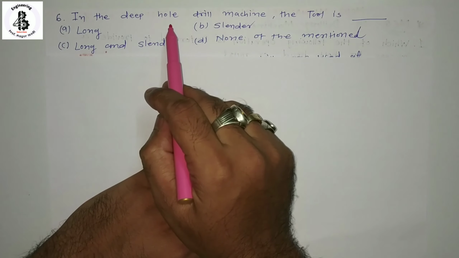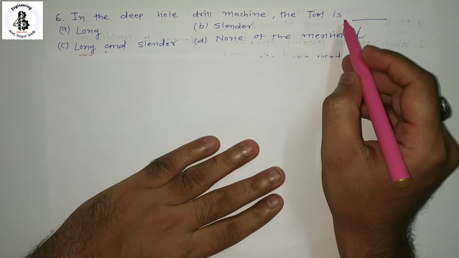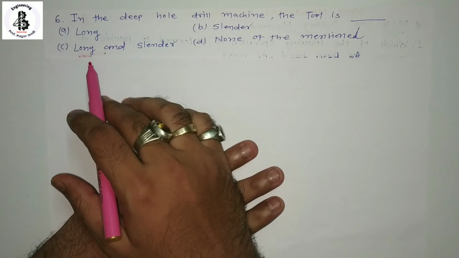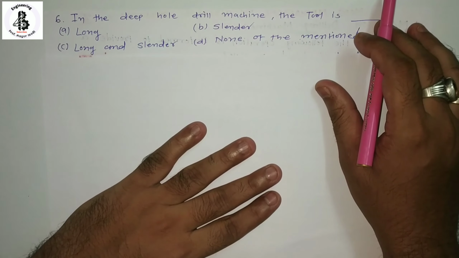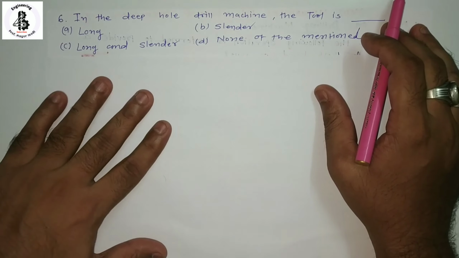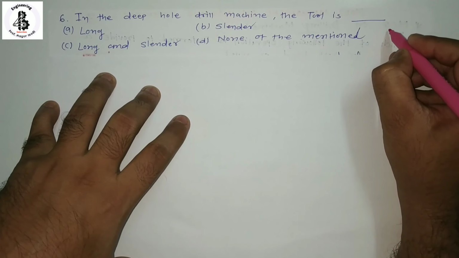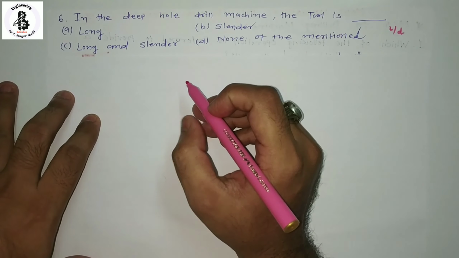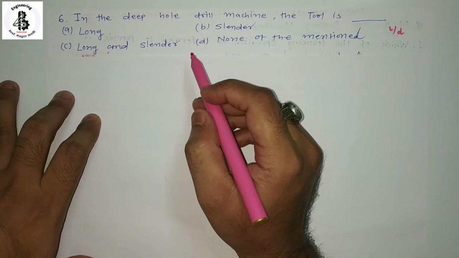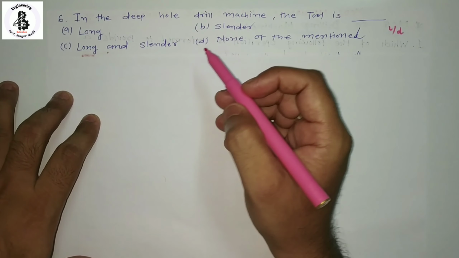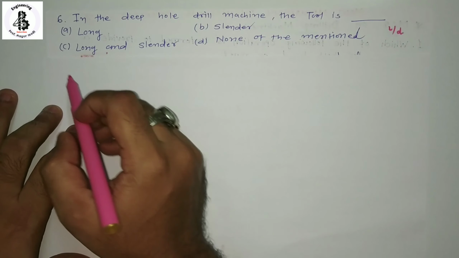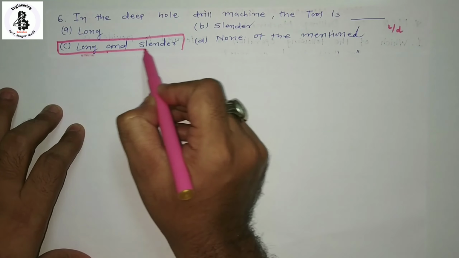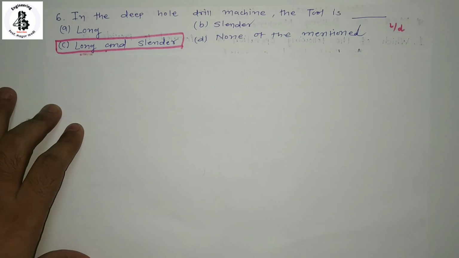In the deep hole drill machines, the tool is A, long; B, slender; C, long and slender; and D, none of the mentions. So for the deep hole drill machines, basically that will be having a higher L by D ratio. So for performing deep hole drilling, the tool is long as well as slender. So according to the deep hole drill machines, the option C, long and slender. Then we will discuss the next question.